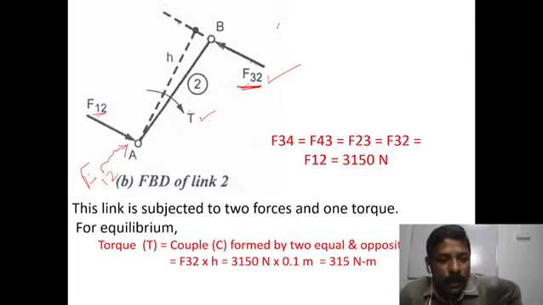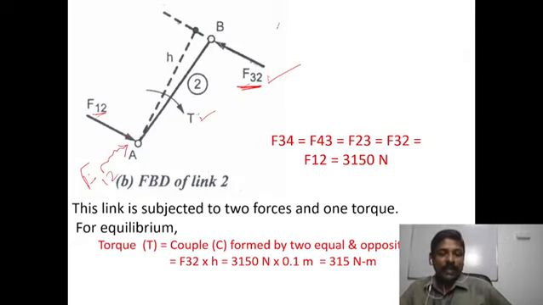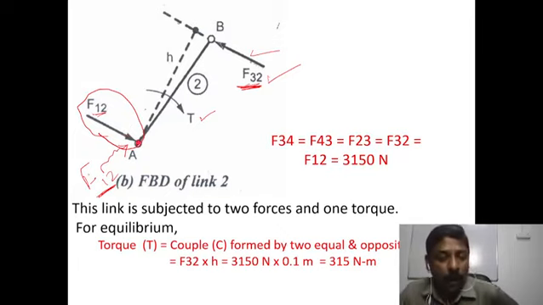According to the equilibrium conditions, when a body is subjected to two forces and a torque, the two forces, F32 and F12, must be equal and opposite. After applying that condition, we draw the force F12 just opposite to F32, in equal and opposite direction, at this point. So only now are we finding the direction of F12, after applying the equilibrium conditions.